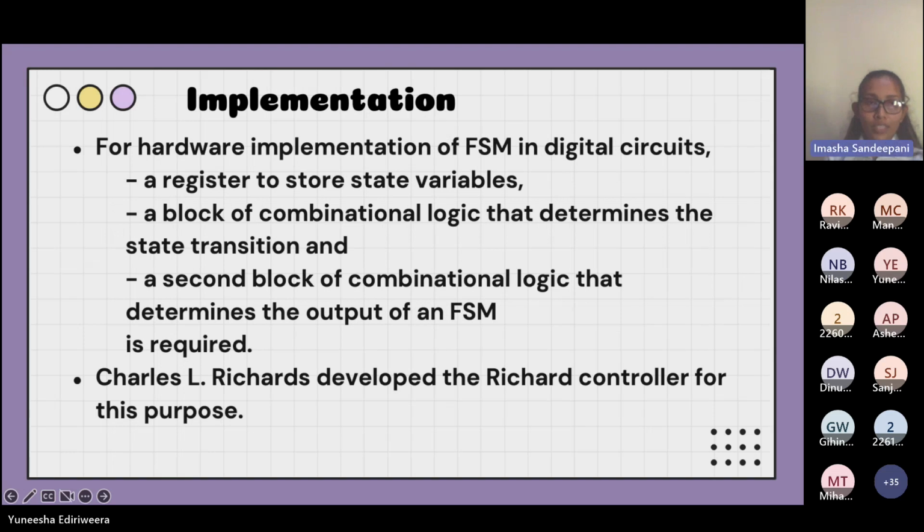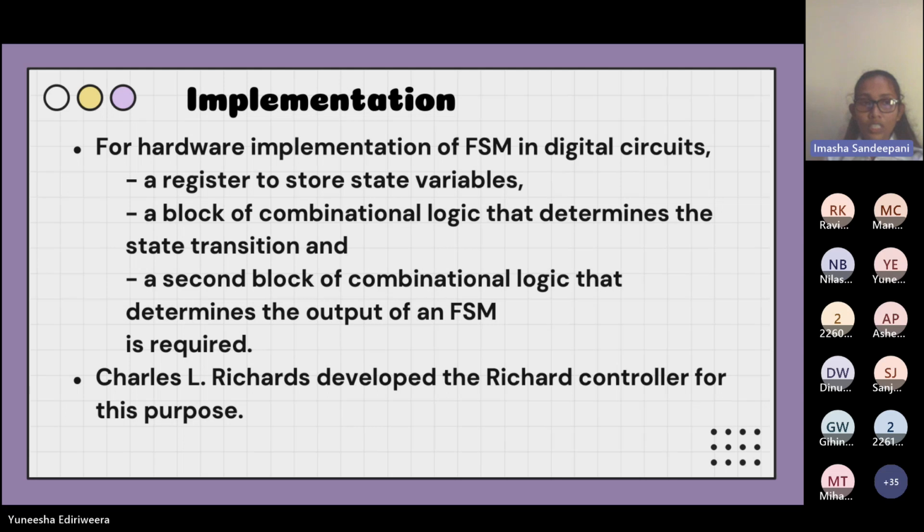Let's see how a finite state machine is implemented in hardware applications. To implement an FSM in digital circuits, it is required to have a register to store state variables, a block of combinational logic that determines the state transition, and a second block of combinational logic that determines the output of an FSM.